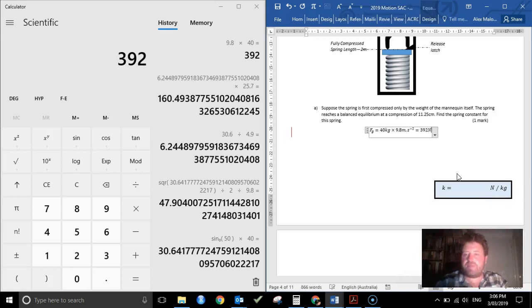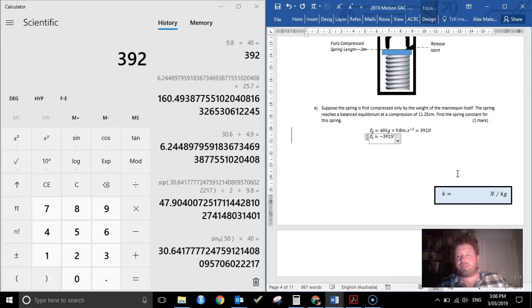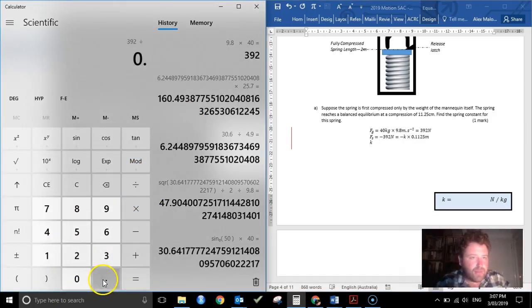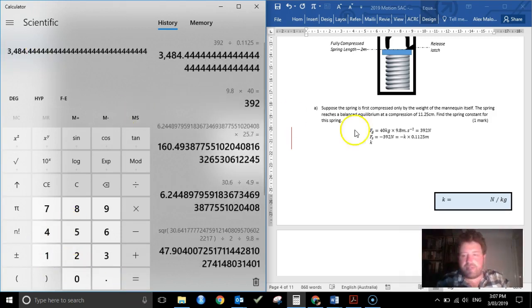And that's balanced by an upward force from the spring, Fs. So Fs had better be equal to negative 392 newtons. If we're saying gravity is positive here, we could define it the other way around. But we've got a force of 392, and it's going to be perfectly cancelled out by that force. And that's equal to negative k times delta x, which is 11.25, so 0.1125 meters. And then, of course, we solve for k. So it's 392 divided by 0.1125, and we get 3,484.